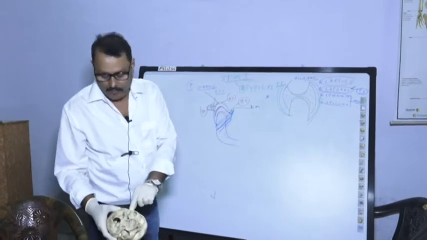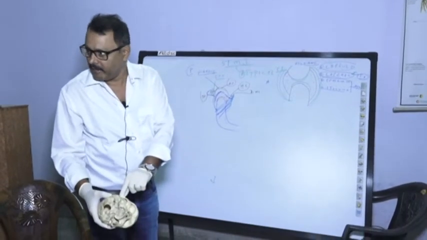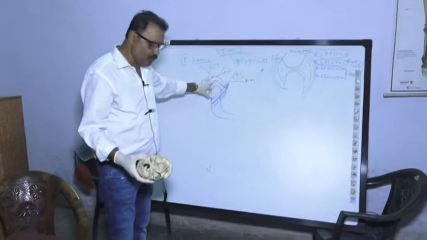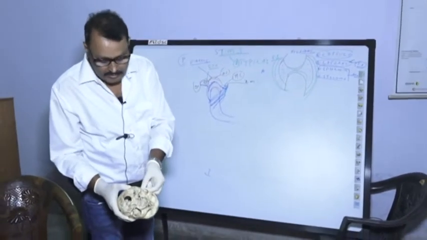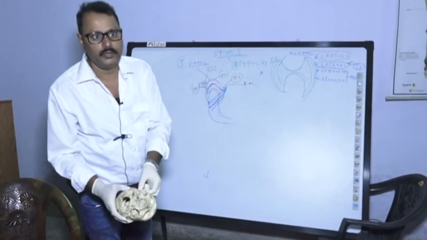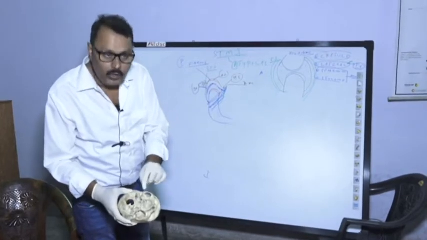Then you have got the mandibular fossa over here. This is the mandibular fossa. Then we have got the articular tubercle. This one is the articular tubercle.